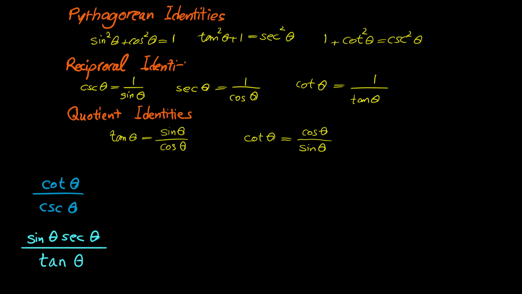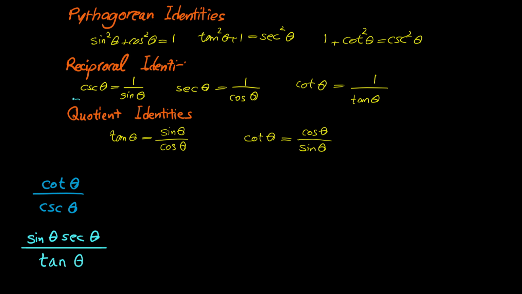In this video, I'm going to show you how we can use the basic trigonometric identities for simplifying trigonometric expressions. Here you can see a list of trigonometric identities. Pythagorean identities, which this one is the most famous one, sine squared plus cosine squared is 1. And other Pythagorean identities.